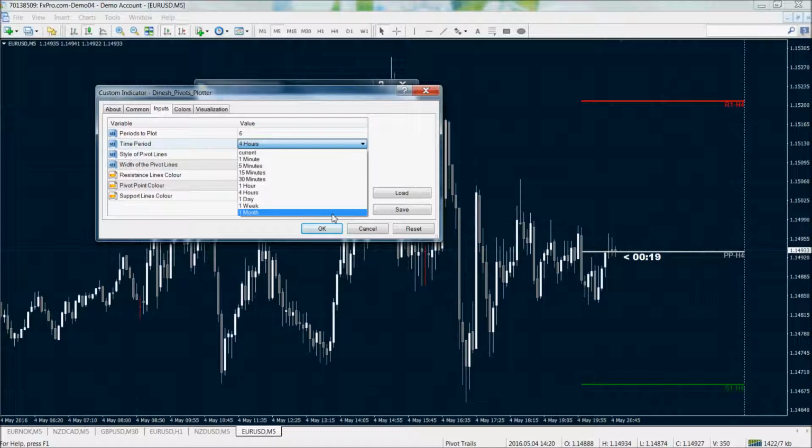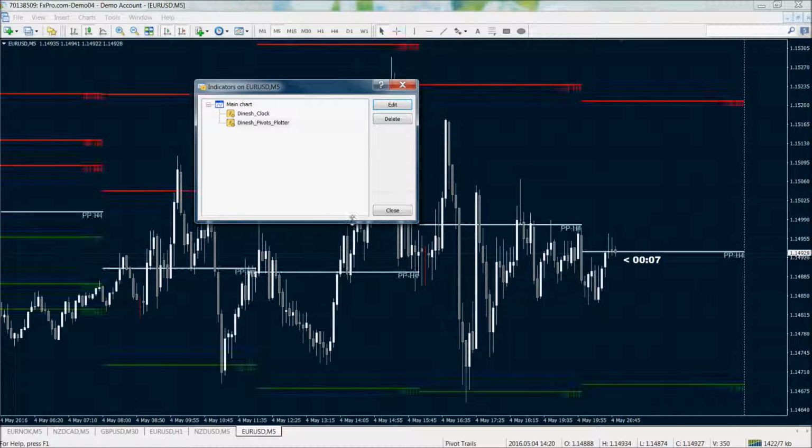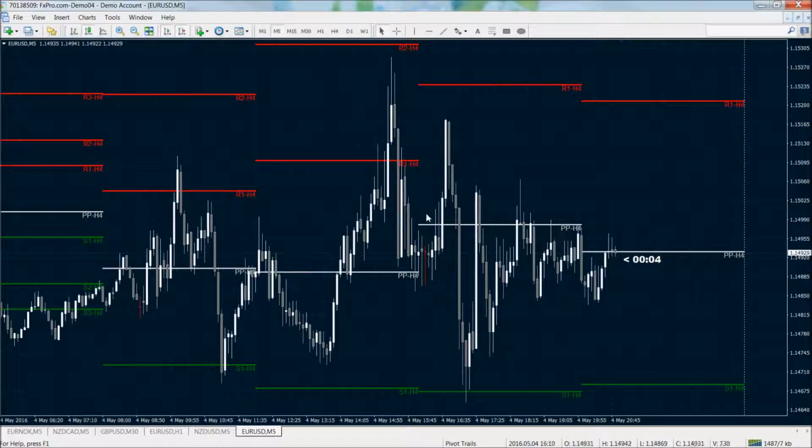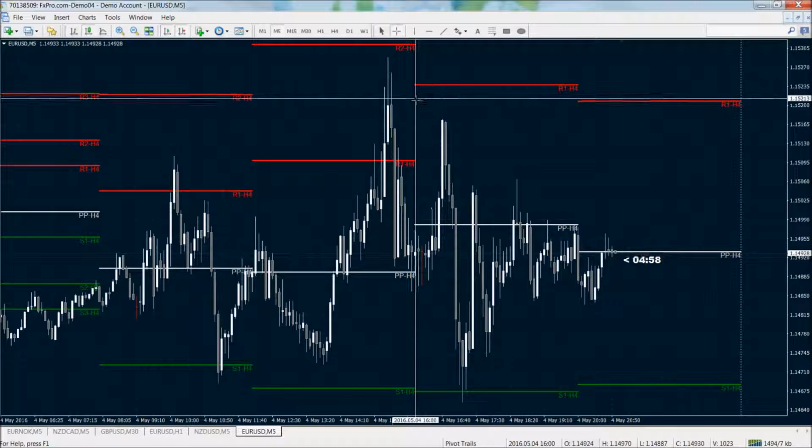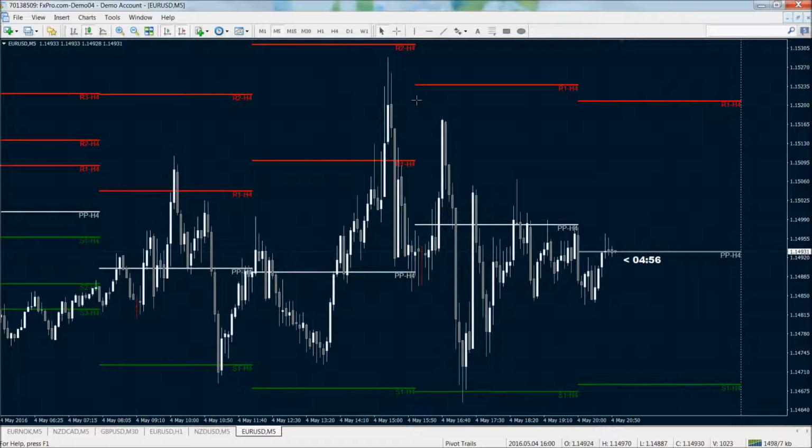And if I set 4 hours, and these are all the style of pivot lines and the width of the pivot plot, however you wish to have, just the settings of how you used to see them. And if I just say okay, now you can see for every 4-hour period it calculates the pivot levels. So it's very easy to identify the formula.